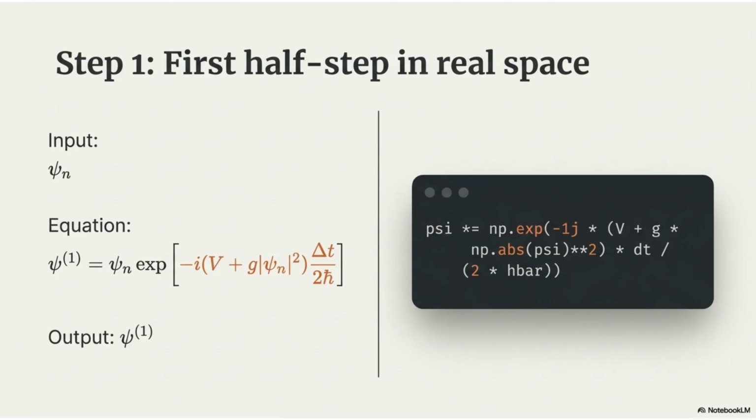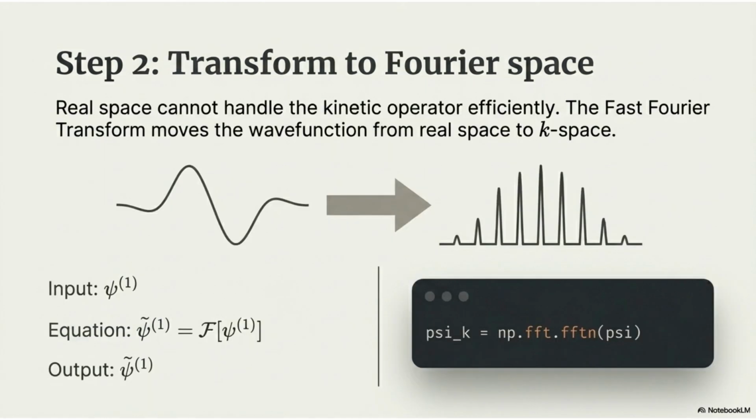Step 1 is the first half step in real space. This involves updating the wave function Psi-n using the nonlinear mean field potential to obtain Psi-1. Step 2 is transforming the wave function to Fourier space using the fast Fourier transform. This is necessary because real space cannot efficiently handle the kinetic operator. The output is Psi-1 in k-space.